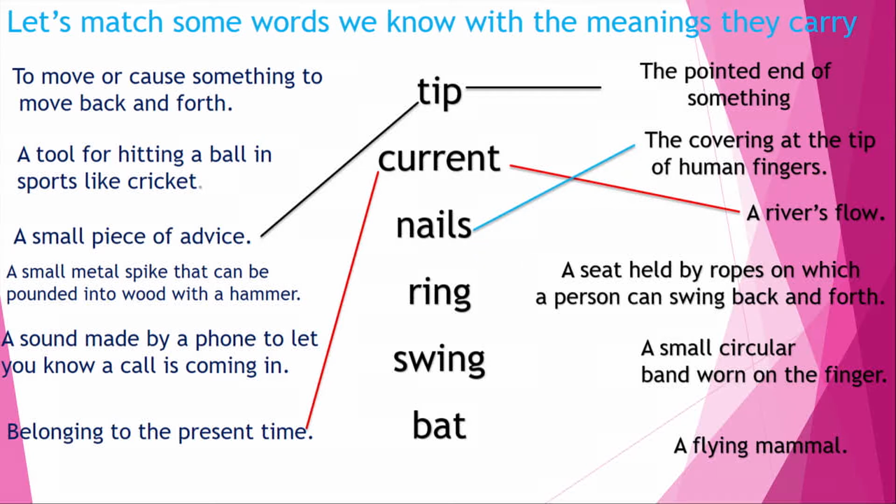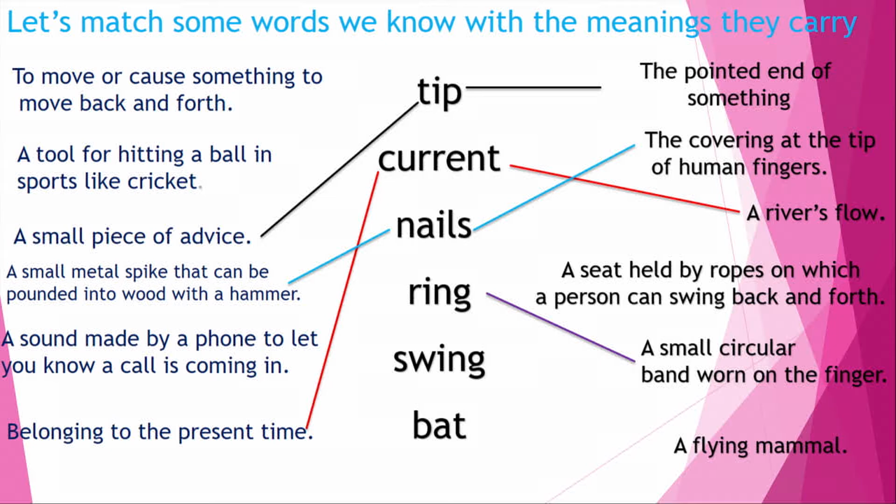The covering of the tip of human fingers, say a fingernail, that's the nail that they're talking about there. And the other one, a small metal spike that can be pounded into wood with a hammer. So you have those different nails. And yes, there are different kinds of nails that might go into concrete and whatever, but for this particular meaning, we're sticking with wood. So ring now.